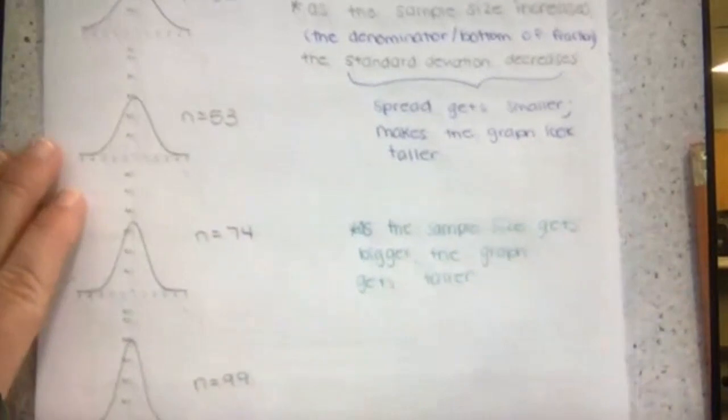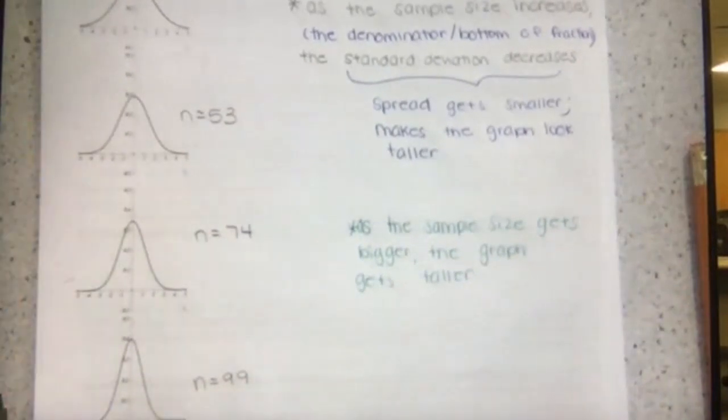A lot of times I like to write it out in as simple English as possible. So as the sample size gets bigger, the graph gets taller. All right, so let's actually take this and do something like we're doing in chapter 6. One more page and we'll take a break. Before I go there, questions on this one?